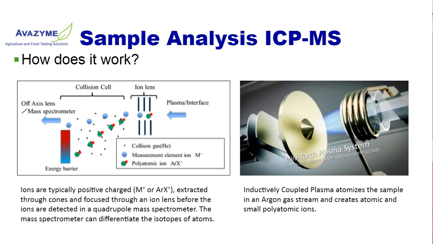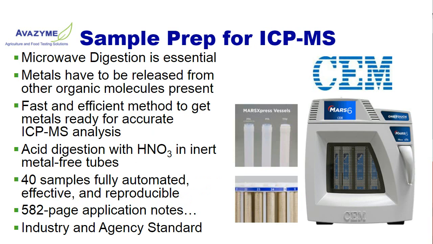Proper breakdown of the sample is crucial to successful ICP-MS, so we employ microwave digestion. It uses reusable vessels, and we add sample, acids, and a mix of that and water to the vials, cap them, put them in the microwave, and they run for a specific amount of time at a specific temperature, and that allows the sample to be physically broken down.